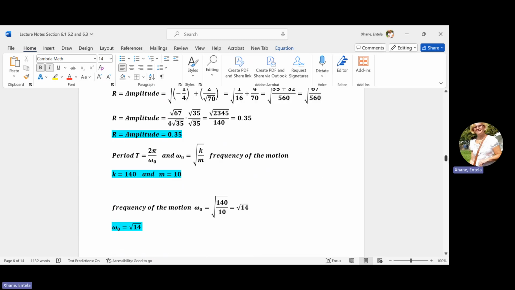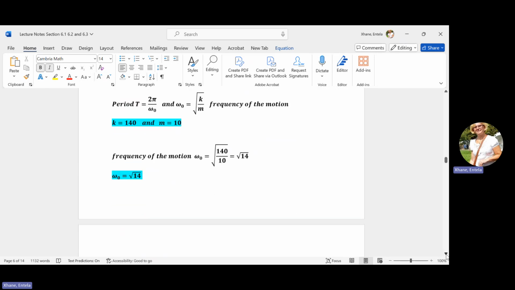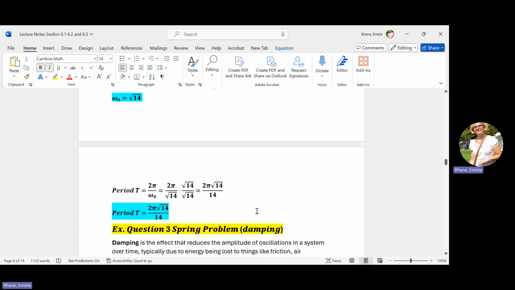Yeah, so the initial mass is 10. So the omega 0 is square root of 14. So that's going to make our period to be 2 pi over square root of 14. After rationalizing the denominator, it's 2 pi square root of 14 over 14.